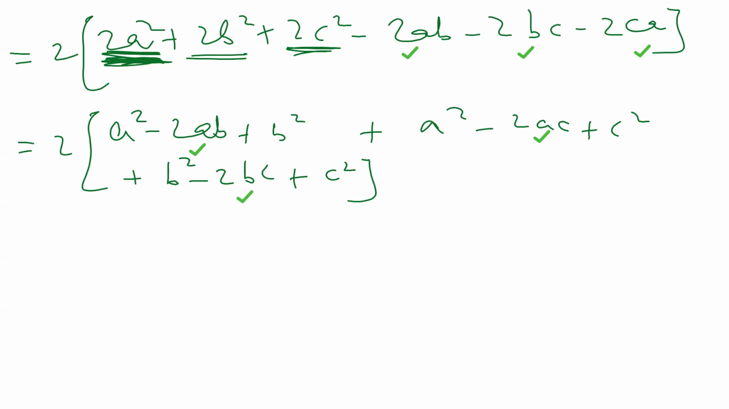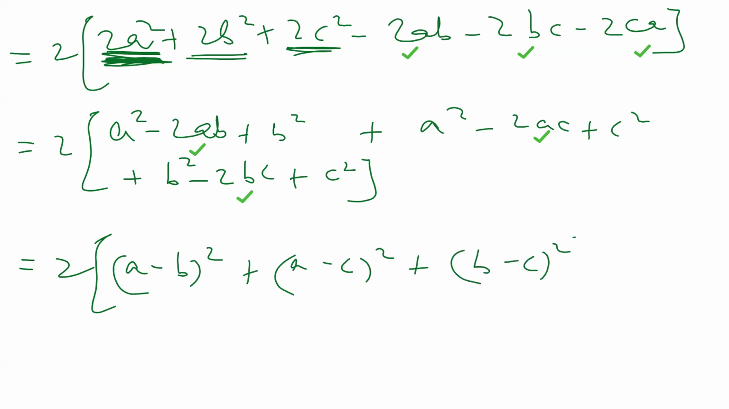So now this is (a minus b) the whole square, then (a minus c) the whole square, (b minus c) the whole square. Now these are all squares. Squares cannot be negative. So this is always greater than or equal to 0.